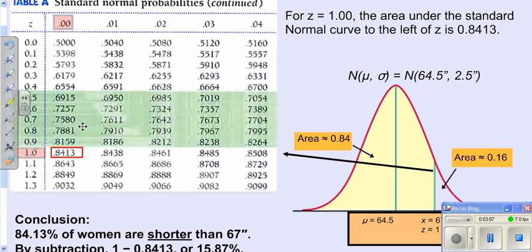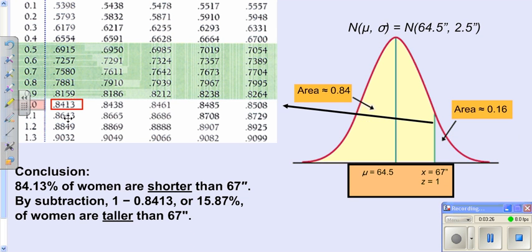Now, when we did it before, we came up with 84%. However, your standard normal table is always going to be more accurate. Sometimes you're going to be asked to use your standard normal table to get a more accurate answer. Other times you'll be asked to use the 68, 95, 99.7 rule to just give you a general idea. So in other words, if we change this number into a percent by moving our decimal point over 2 places, we know that 84.13% of the women are shorter than 67 inches.